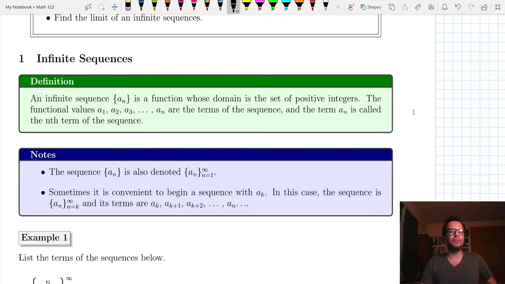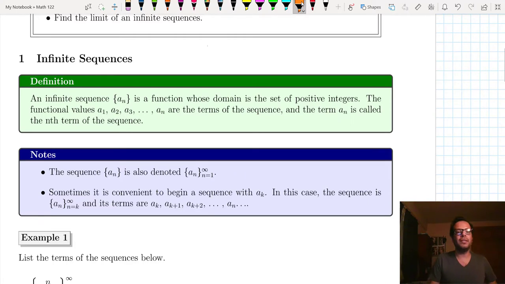Of course, what we learned before is going to be useful, and what we learn this time is different notation, and we are going to determine whether a given sequence converges or diverges, something we didn't learn back in our intermediate algebra course. Okay, let's define what a sequence is.